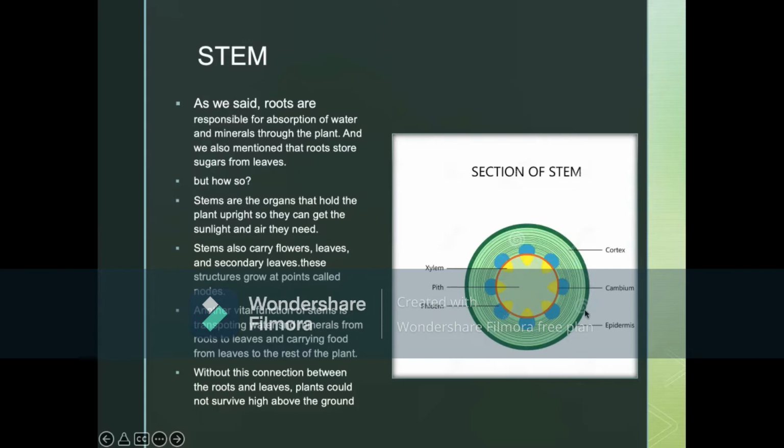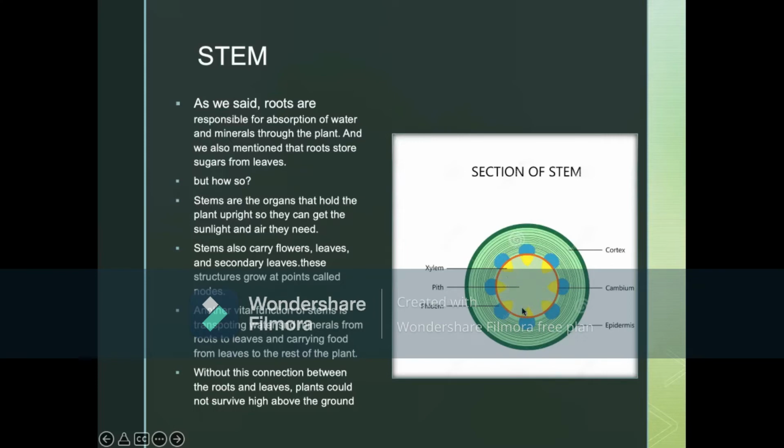As you can see, here's the outer layer, which we call the epidermis, and then we have the middle layer, which is the cortex, and it's a spongy-like structure. And then, most importantly, we have the two tissues that are responsible for all of this transport in the stem. Pointing outwards is the phloem, and pointing inwards is the xylem.